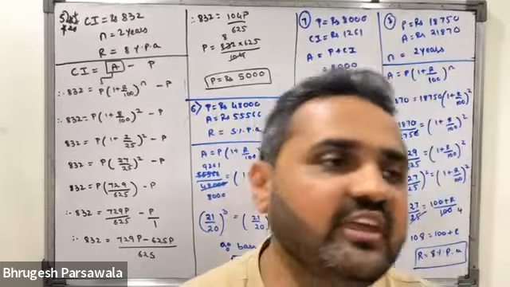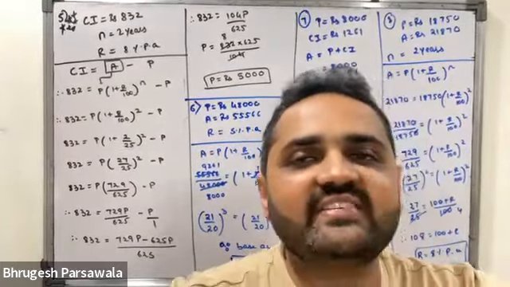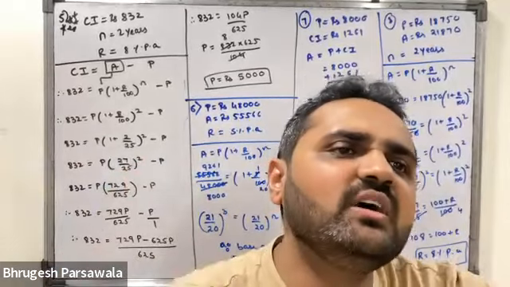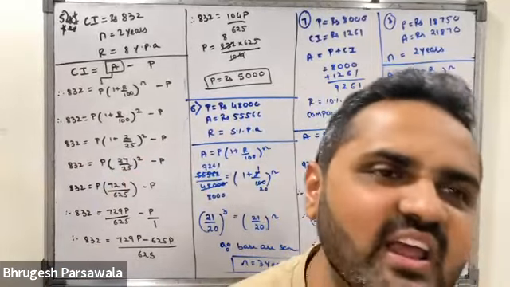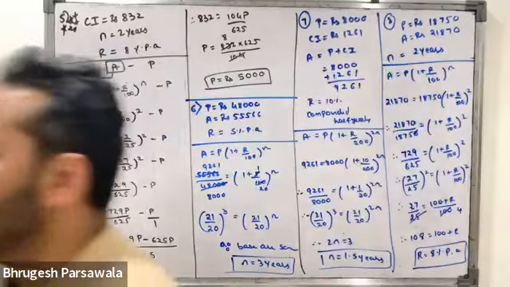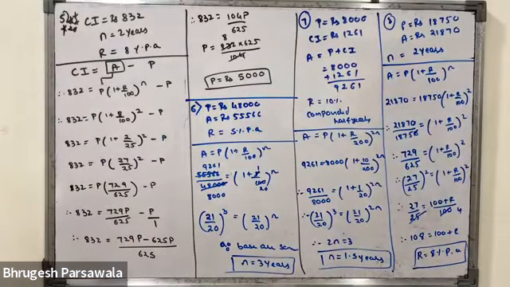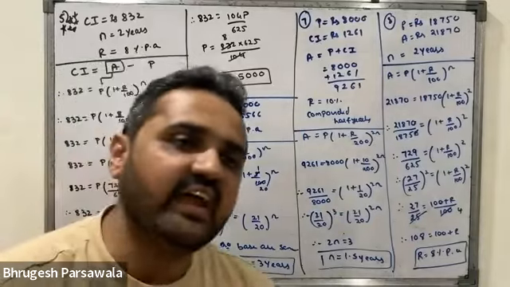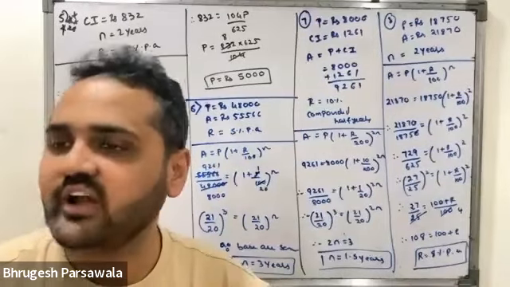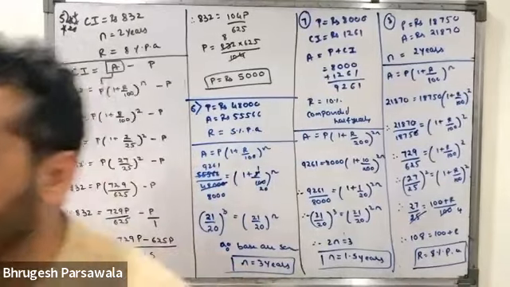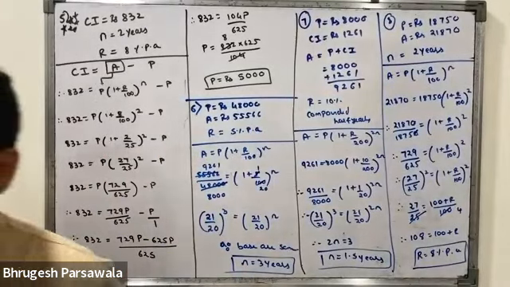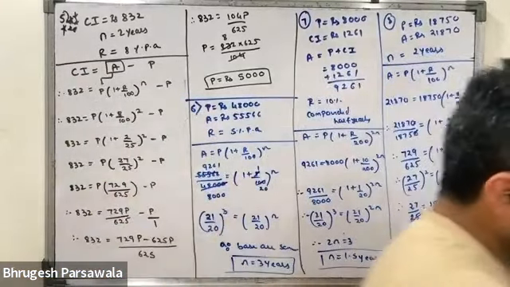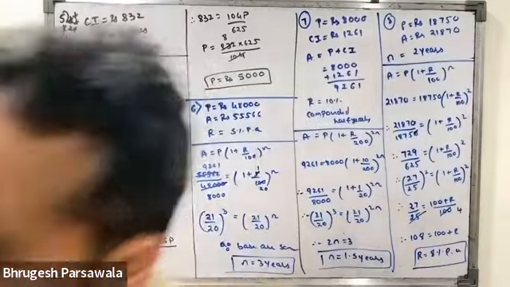Now, if we calculate CI separately and SI separately, it will be a humongous task. How much time will it take? That's why I'm giving you one formula, to calculate the difference between CI and SI. See how this formula works.